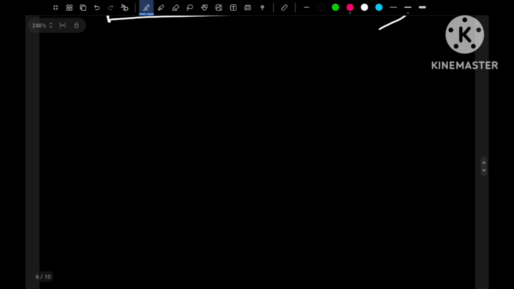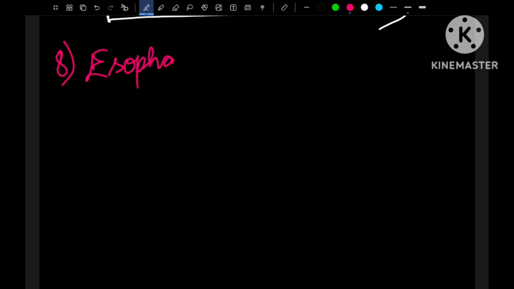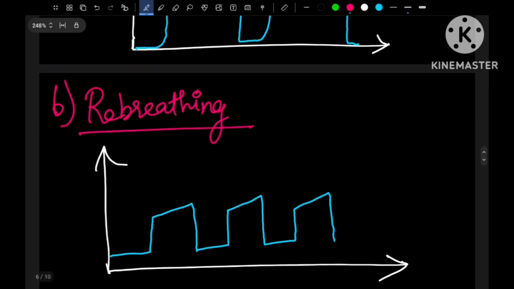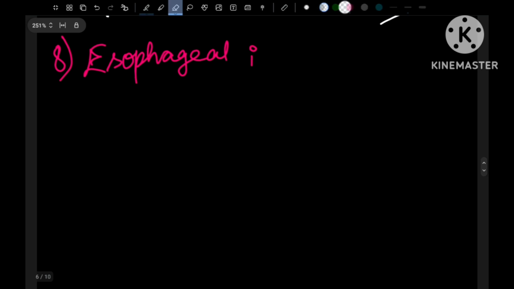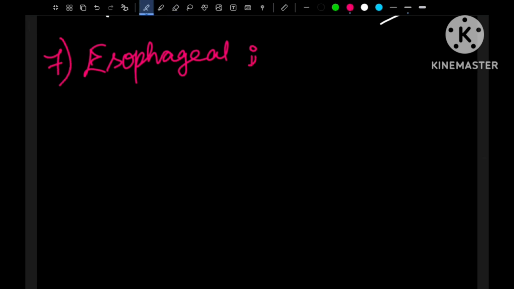let's go to the next. The next diagram is an important thing that we are going to see. That is esophageal intubation. Am I writing the number rightly? 7, right? Okay, it's 7. So esophageal intubation.